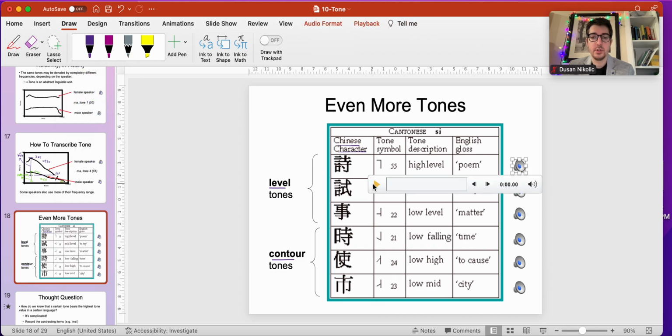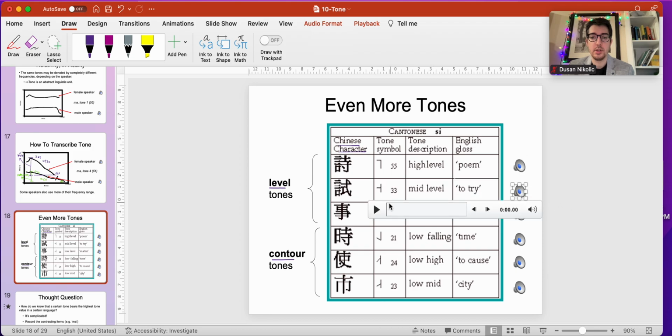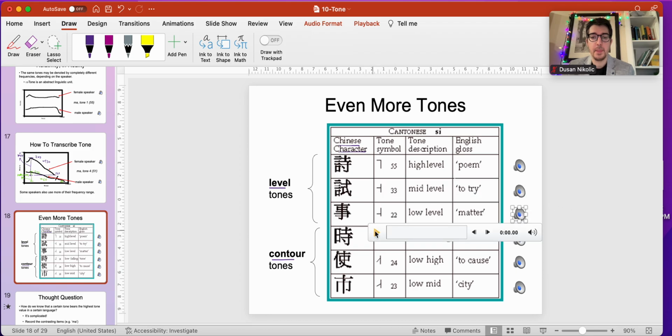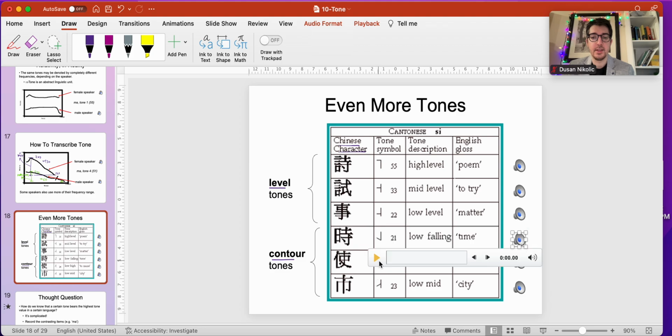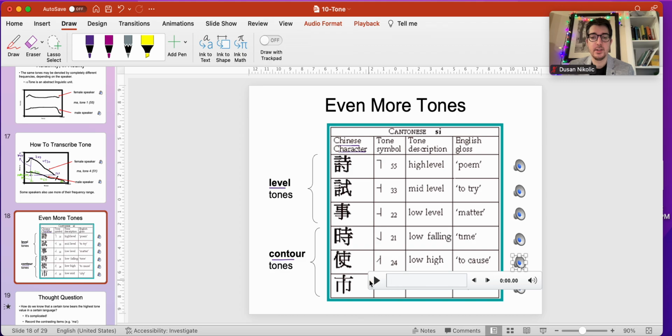these level tones. C, C, C. And then we will listen to contour tones. C, C, C.